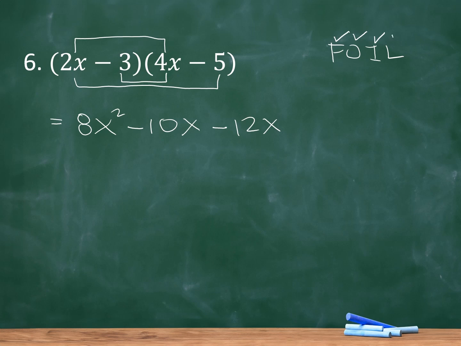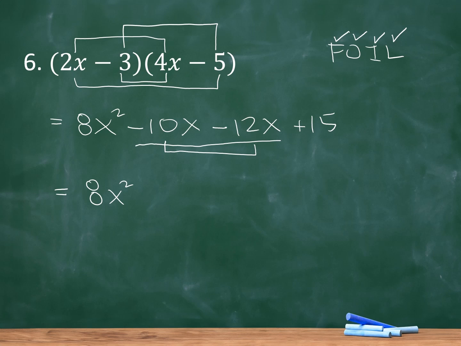And then L means last. We will multiply negative 3 and negative 5. Remember, negative times a negative is a positive, so negative 3 times negative 5 is positive 15. So now we will combine these like terms. Copy 8x squared. So now we have negative 10x minus 12x.